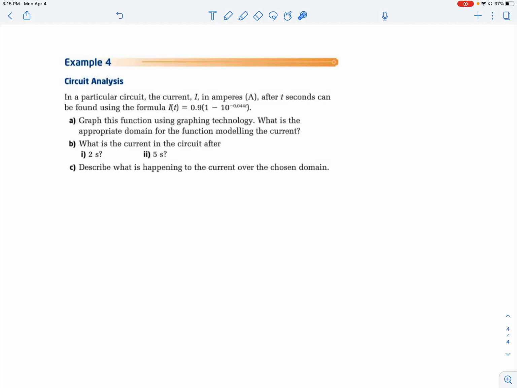Hi, welcome to our last example for section 3.5, transformations of exponential functions. This one is titled circuit analysis.